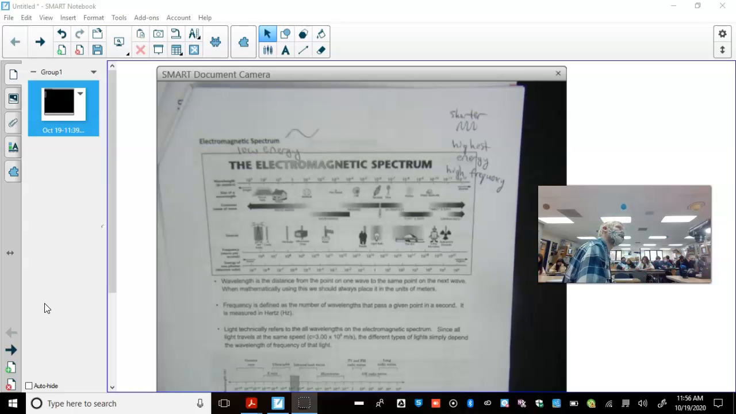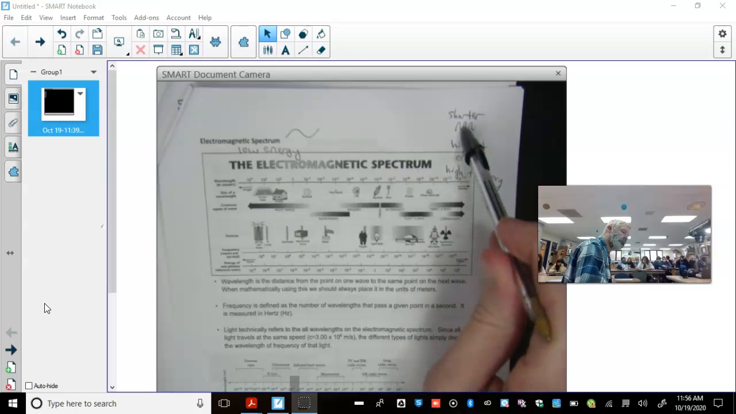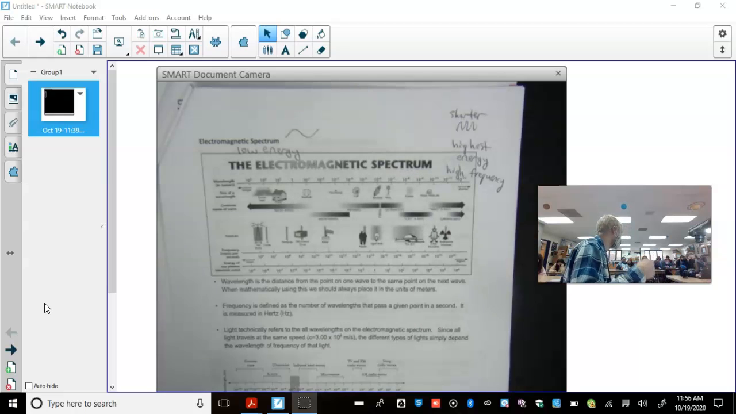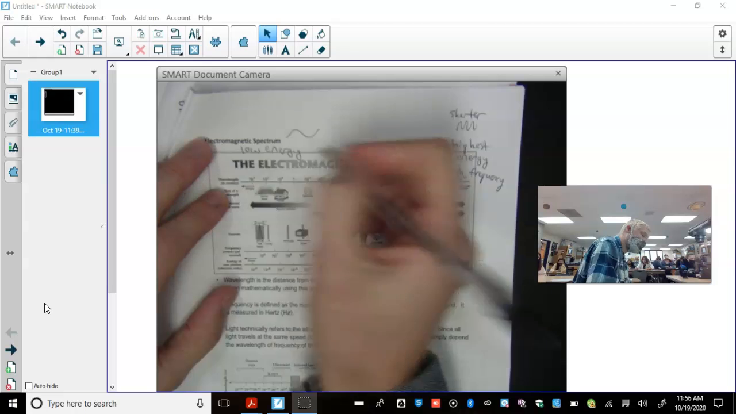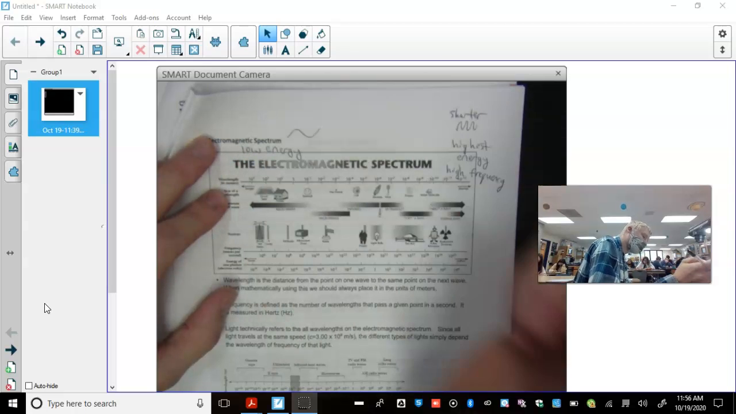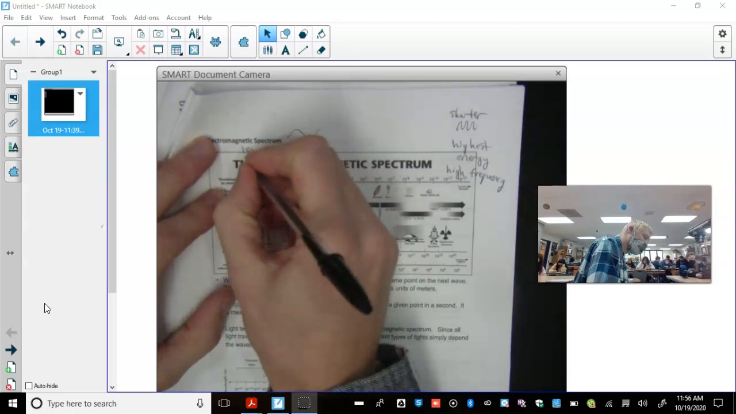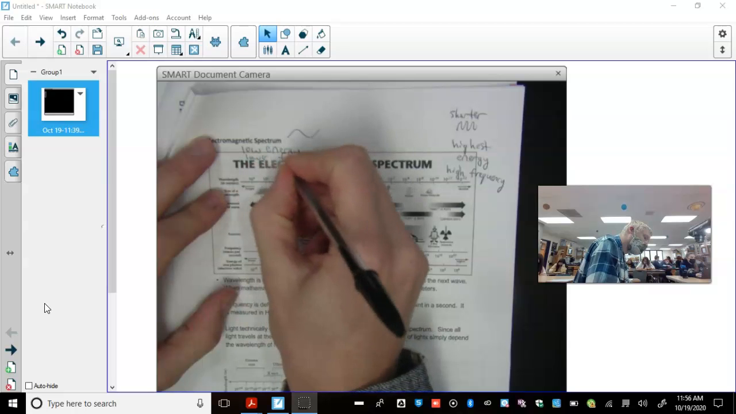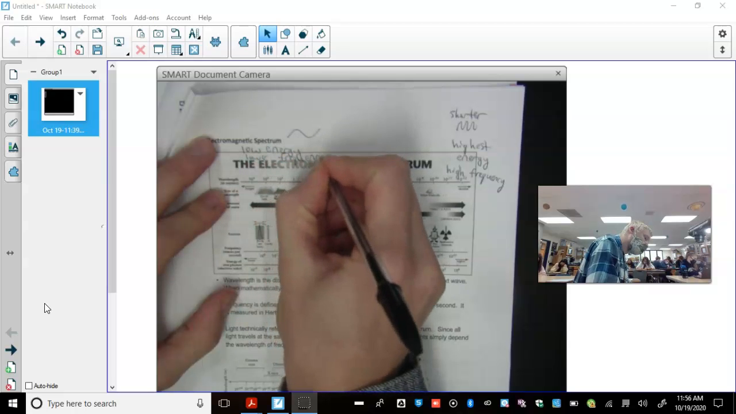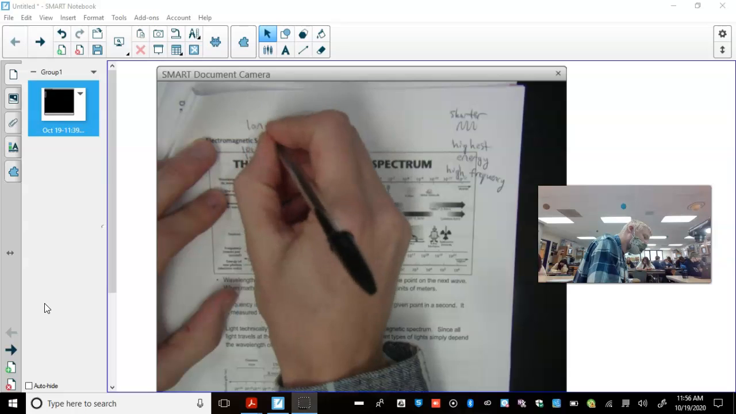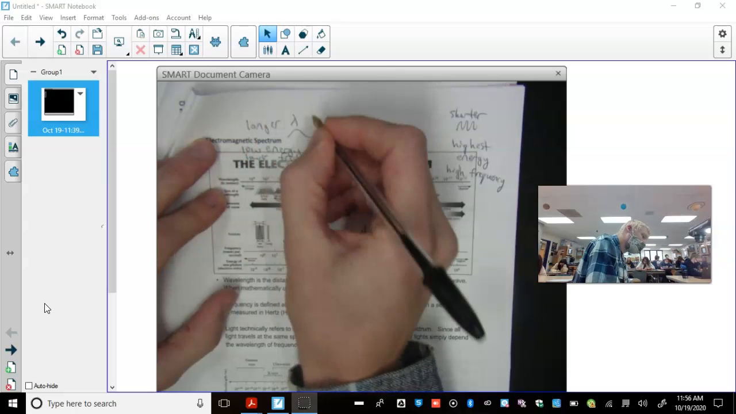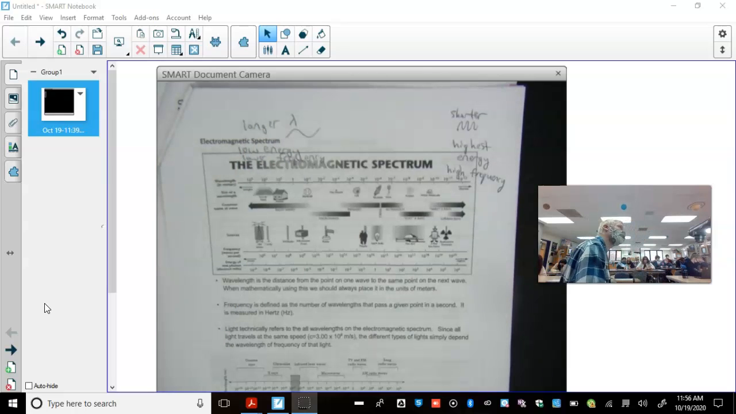And these would be good multiple choice questions that IB would ask. So the shorter the wavelength, the higher the energy, the higher the frequency. The lower the energy, the lower the frequency, and longer wavelength. I'm going to do the Greek symbol lambda, which stands for wavelength.